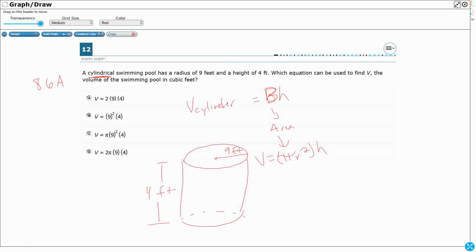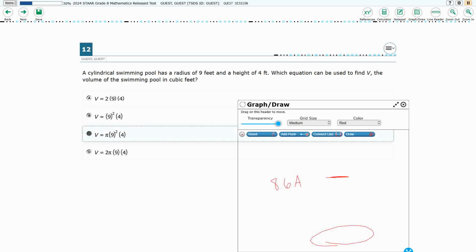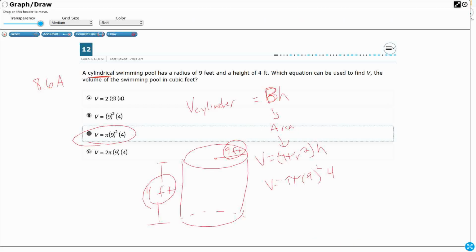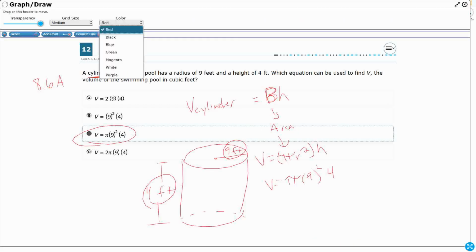Now let's plug some of these numbers in. Since that base is pi r squared, I can say my radius is 9. So volume equals pi times 9 squared. And then my height, they gave it to me as 4 right there. So let's see which one looks close to that. And you see I've got it right there at C. So C is our correct answer. We don't actually need to calculate it. We just needed to set it up.